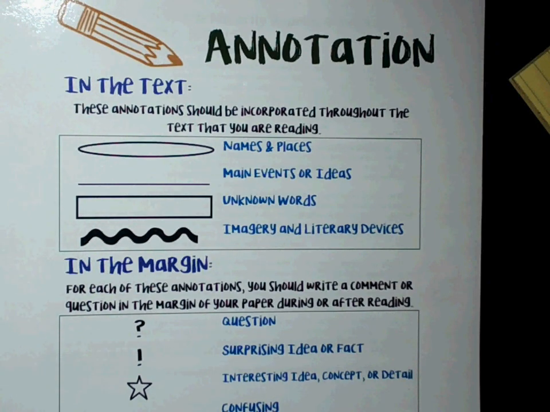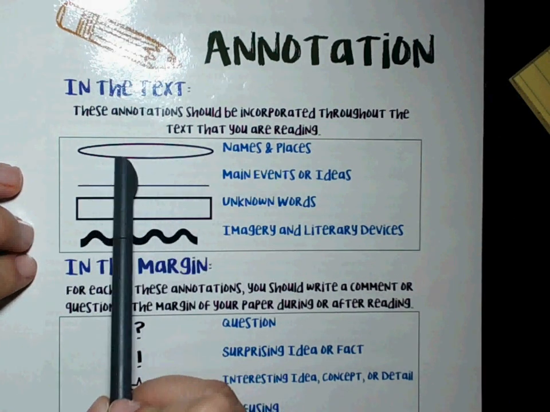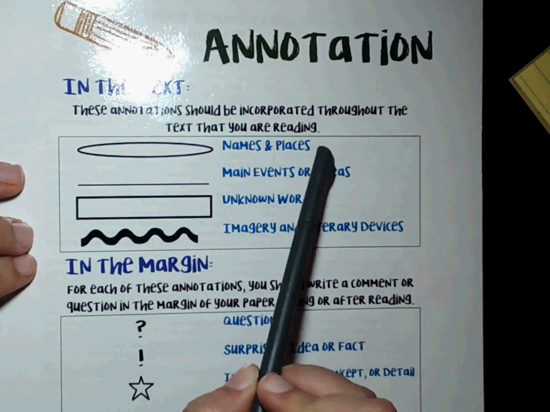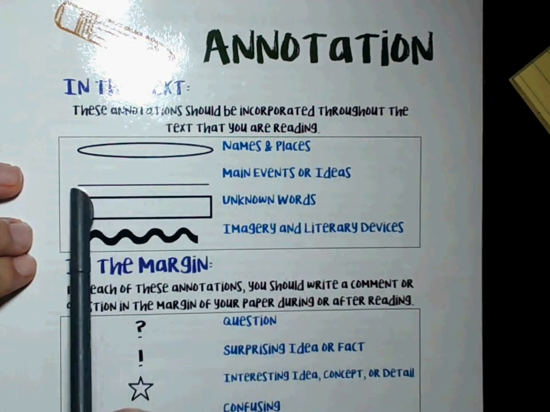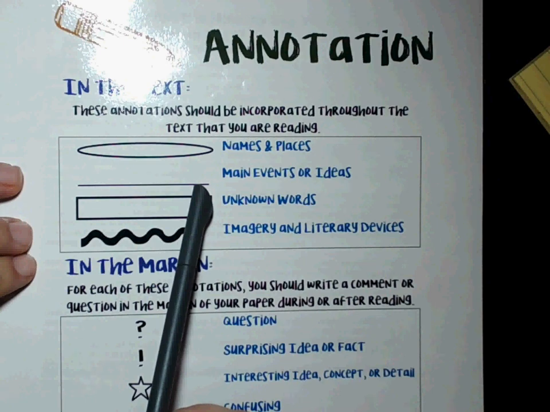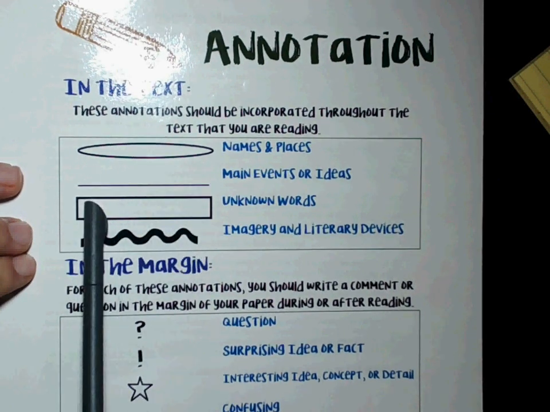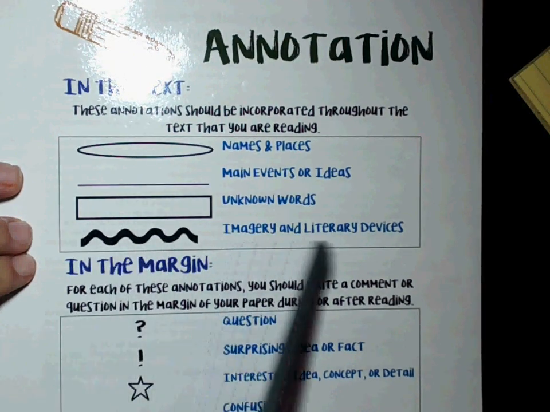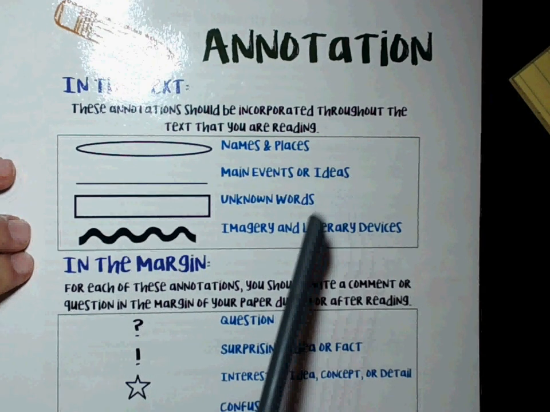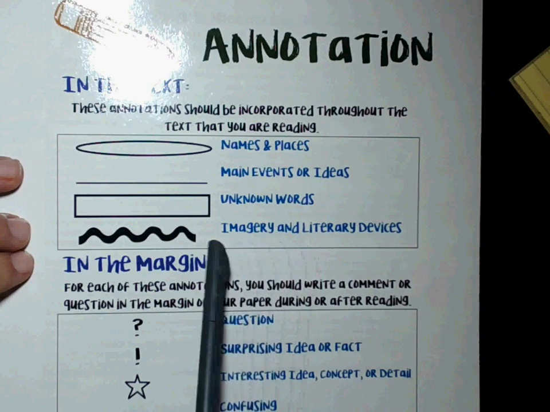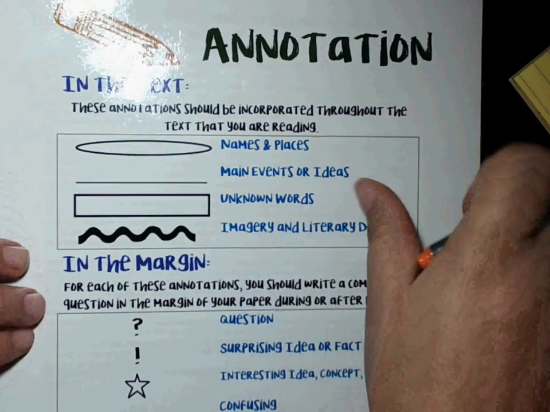Okay, so this key is that you're going to circle names and places. I'd also add in dates here, because dates are important. Underline main events. You can also highlight if you prefer to highlight. Put a box around unknown words. And then this is for imagery and literary devices, which you're not going to see a lot in your nonfiction articles, so this probably won't apply to this assignment.